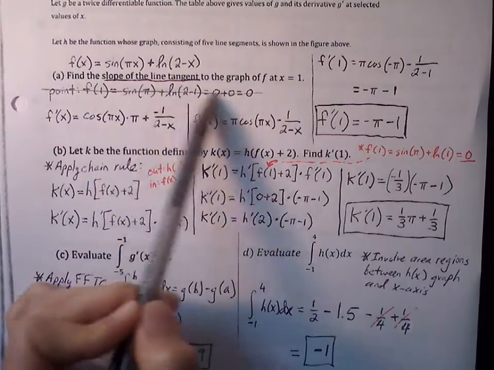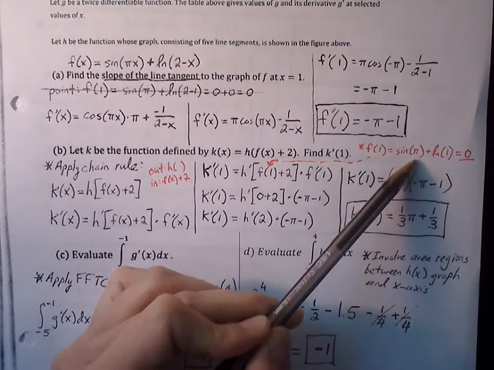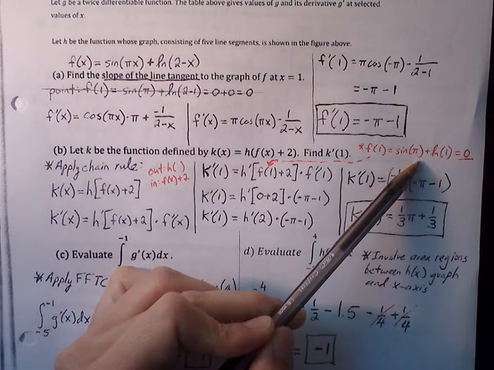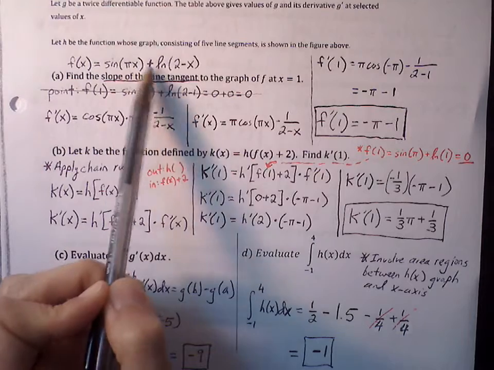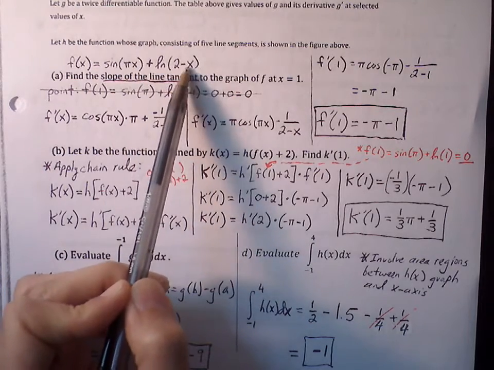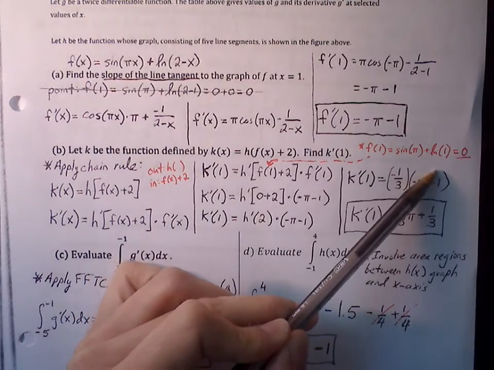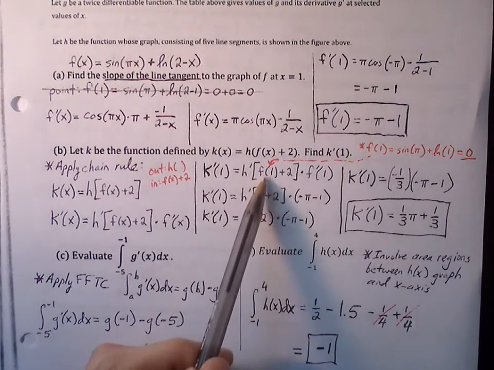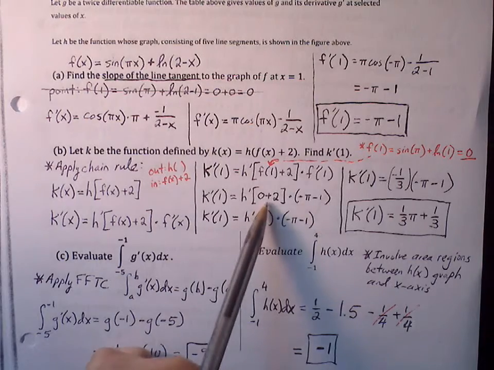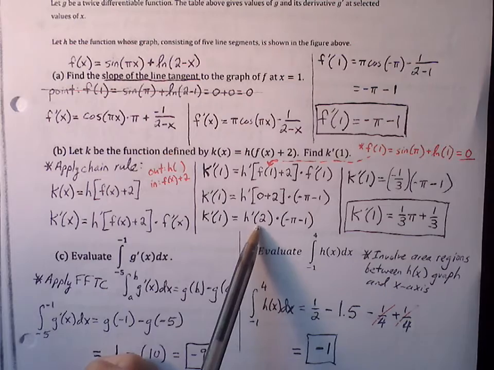And I did that here for part A. I didn't need it initially, but it looks like it ended up being something that I can use. So I'm just going to plug in 1 for my function here. So I get sine of pi plus natural log of 2 minus 1, which is natural log of 1, which is 0. So sine of pi is 0. Natural log of 1 is 0. So 0 plus 0 is 0. So replace f of 1 with 0. 0 plus 2 is 2. And now I'm able to clean that portion up a little bit more.